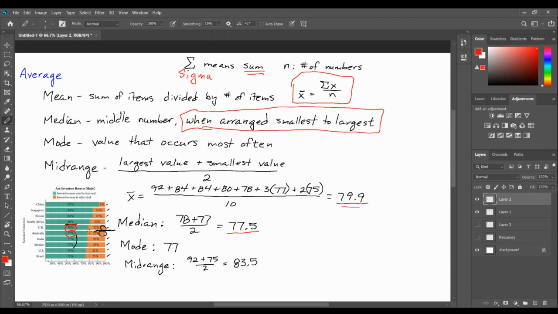The mode is the one that shows up most often, and that's here. 77 showed up 3 times and no other number did, so that's the mode. Mid-range is the largest value plus the smallest divided by 2.